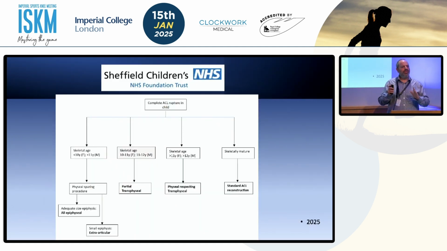So this is the algorithm that we use. Now, algorithms are not evidence-based, but what I can tell you is that over the years, since 2015 when I started, we're seeing a squeeze on the physeal sparing conditions with tunnels. So we're doing more transphyseals and we're getting younger in how we're doing them, but we're doing them carefully. But the extra articular procedures, we're now doing them more as we've seen that functionally they're better and their return to sports and their functional outcomes are really good.